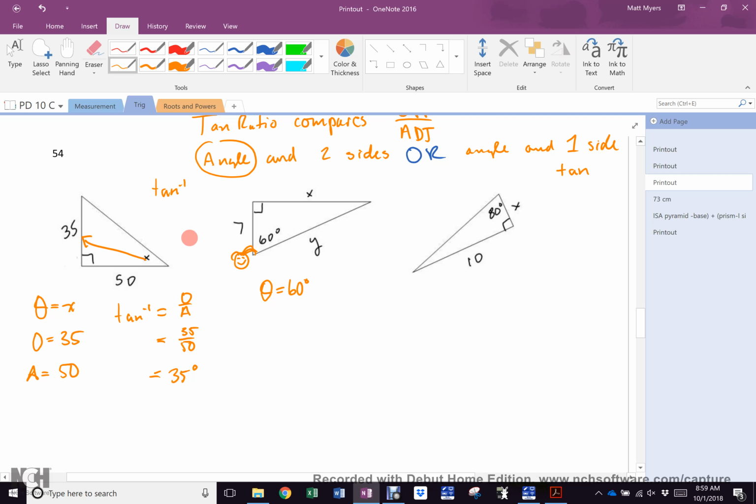What is that? Opposite, x. What is that? Adjacent, 7. What do I know? The tan of 60 equals opposite x over 7. Number on the bottom, multiply or divide? Multiply. 7 tan 60 equals x. And you do that on your calculator. What do you get? 12.12. 12.1 is more than enough.